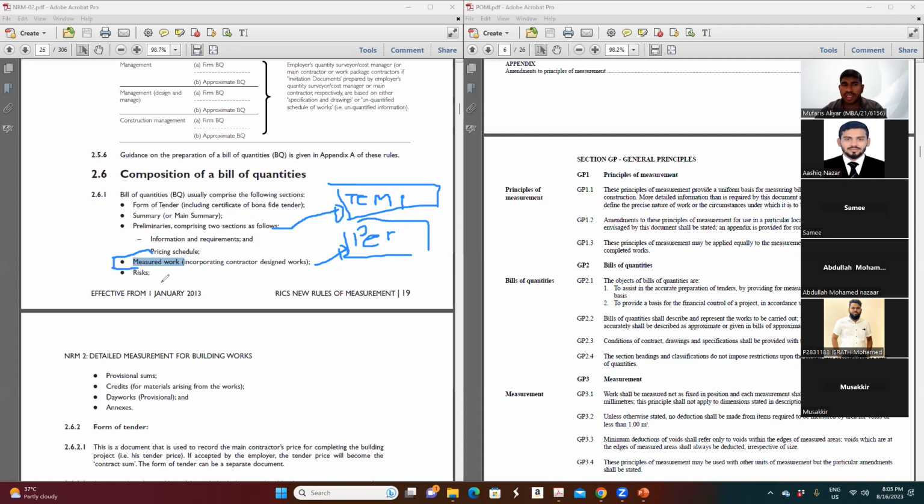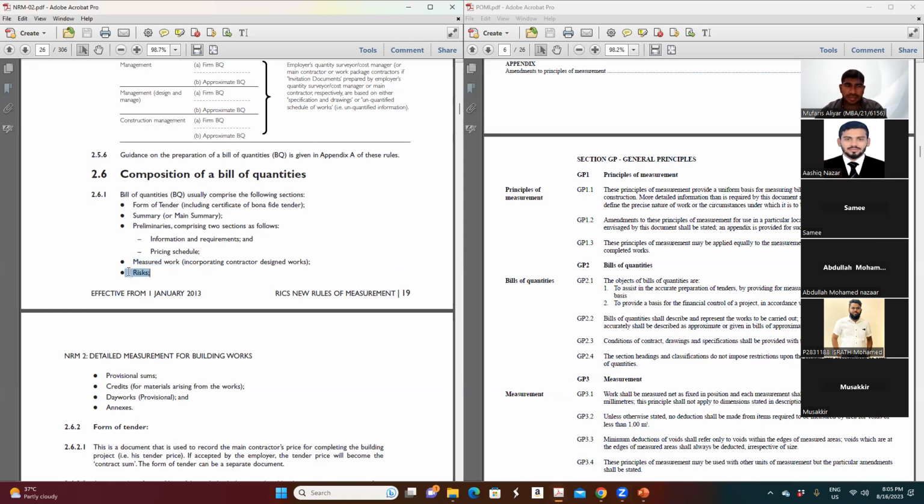So when you are talking with the client, or when you're talking in an interview or whatever it is, you have to talk professionally. You have to tell that these all are measured works. And the one in the preliminaries is a preliminary, it's a temporary works.